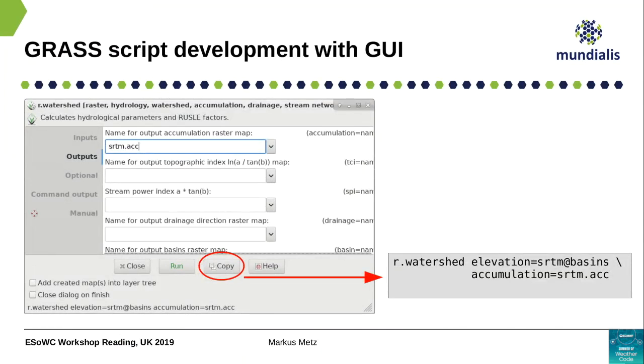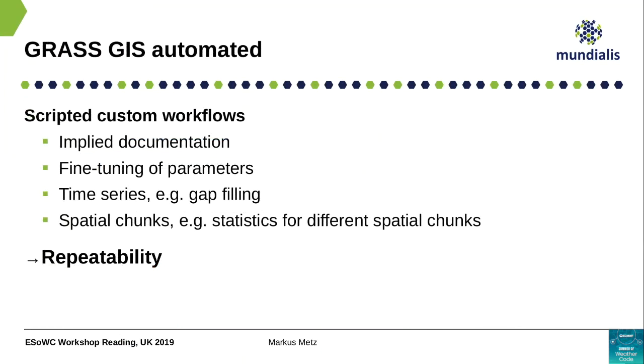The GUI also facilitates the development of scripts and more elaborate workflows that can after that be automated. This is essentially the way I developed the tools for this Summer of Weather Code challenge. These scripted workflows have several advantages. We have implied documentation. We can fine-tune the parameters, for example, for time series processing, and we can also process spatial chunks in parallel if this is needed, and all this guarantees higher repeatability.